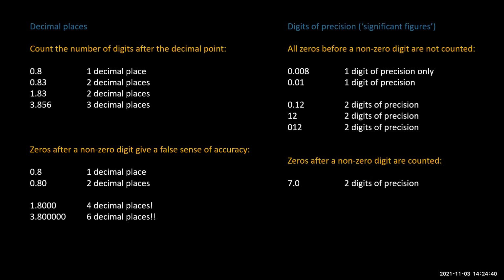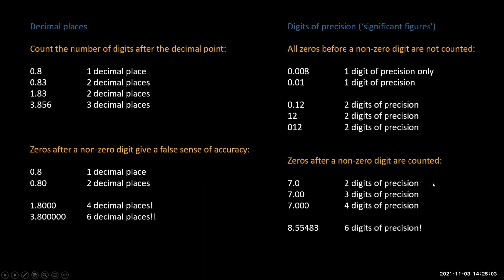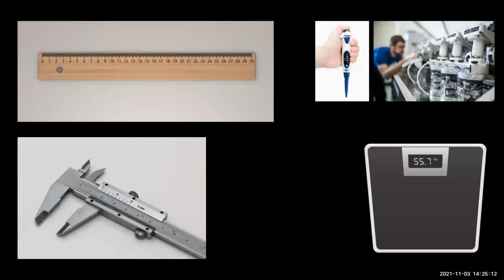But zeros after a non-zero digit are counted. So this is 2 digits of precision. This is 3 digits of precision. This is 4 digits of precision. And this is 6 digits of precision. And usually it's very difficult to justify more than 3 digits of precision in measurement, unless you are using very advanced instruments. So be careful and limit yourself to 2 to 3 digits of precision in most of your presentation. Otherwise, it will not look very professional.